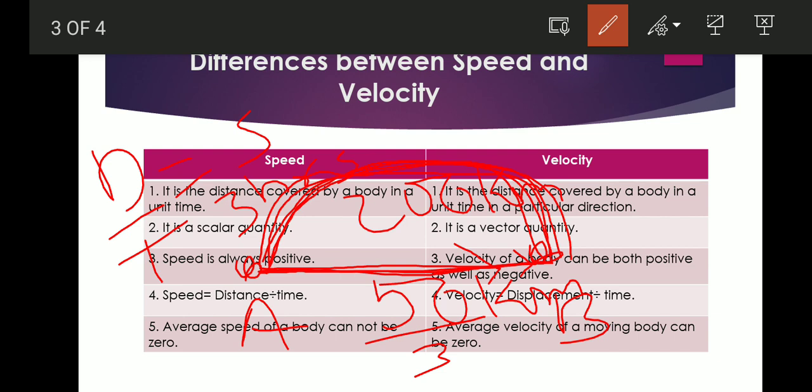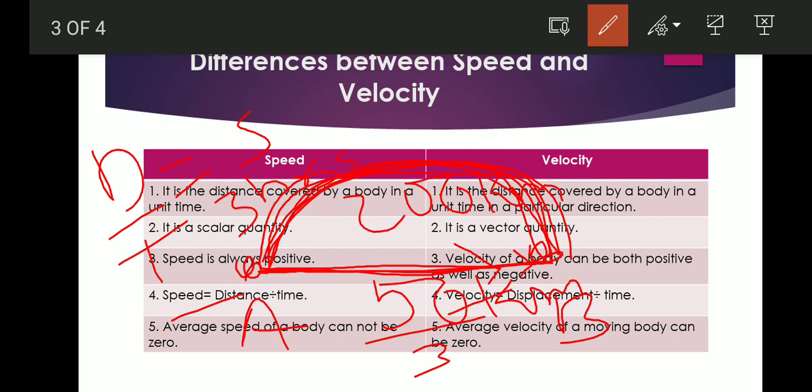But velocity is a vector quantity. In this case we need both magnitude as well as direction to describe velocity. Speed is always positive, but velocity of a body can be both positive as well as negative. Speed is given by the speed formula, and velocity is displacement by time.